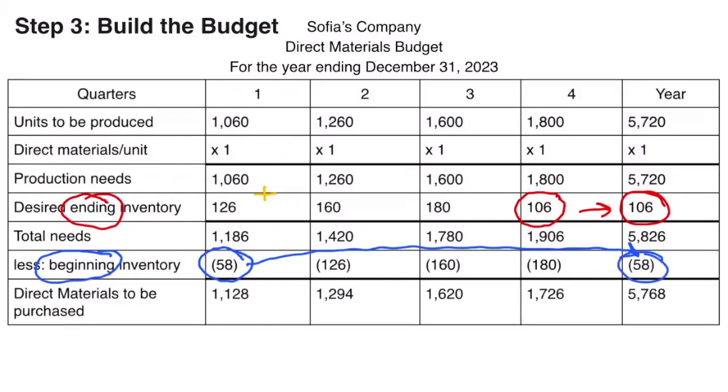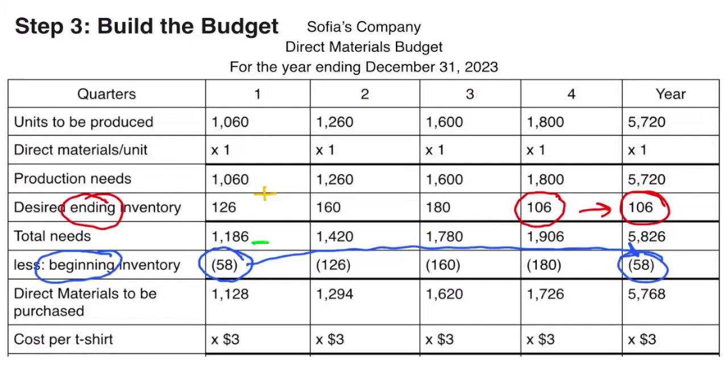Row 7 is direct materials to be purchased, found by subtracting total needs by beginning inventory. Again, this is shown also by the brackets around any number that is negative. Row 8 is cost per t-shirt. The cost is found in the question, which is $3 per t-shirt. Finally, row 9 is direct materials cost, and that is our total direct materials cost, found by multiplying direct materials to be purchased by the cost per t-shirt.